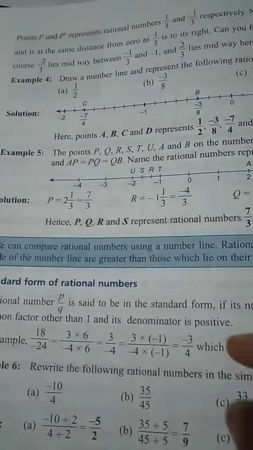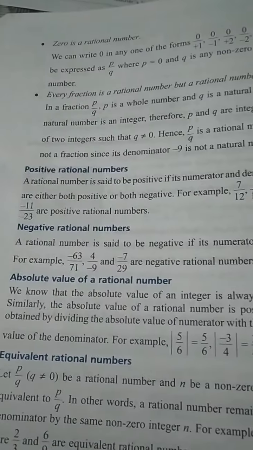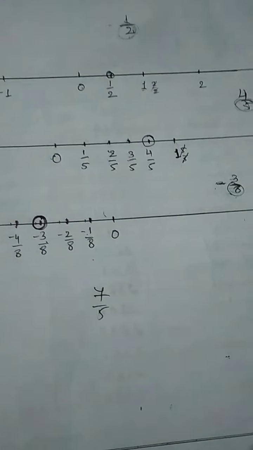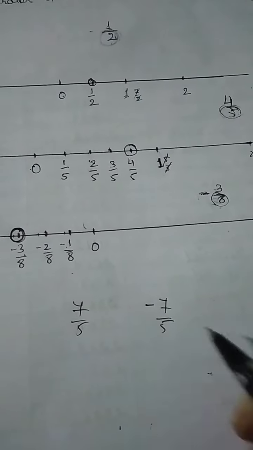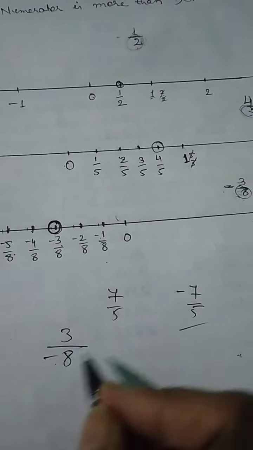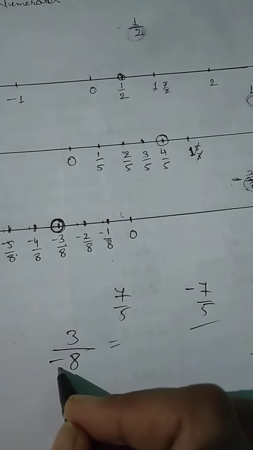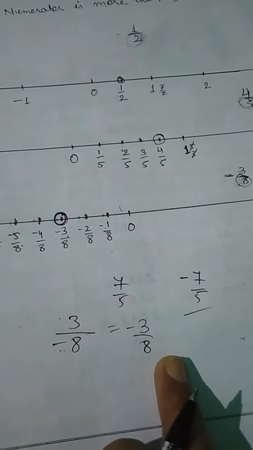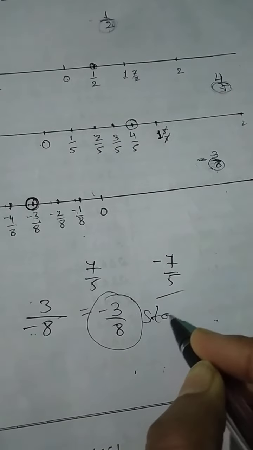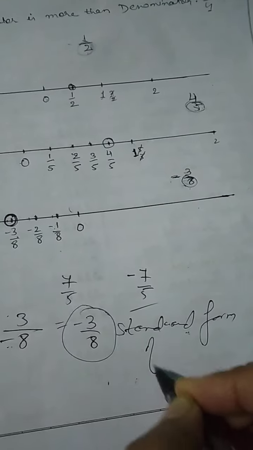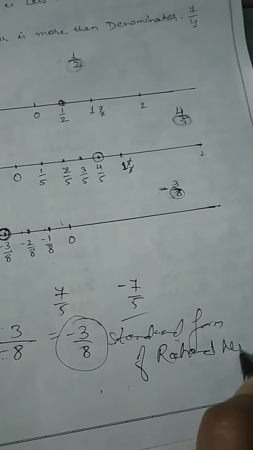And what is a standard rational number, students? A standard rational number means the standard form of a rational number. Suppose a rational number is written like this, this is a standard form. If it is written -7 by 5, this is also a standard form. But if it is written 3 by -8, then the negative sign will never be in the denominator. It will go up. You can write it as -3 by 8. Okay, this is the standard form. The negative sign will always be with the numerator. This is the standard form of a rational number.